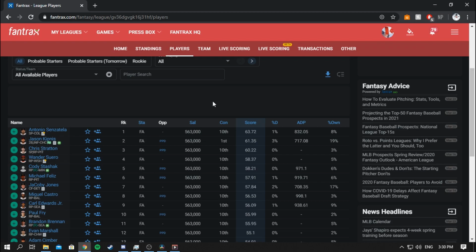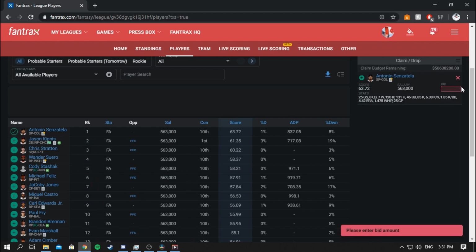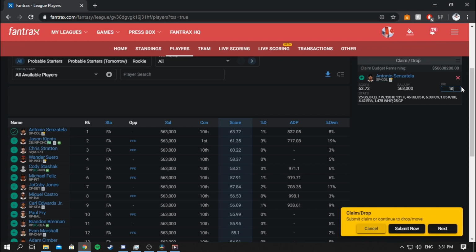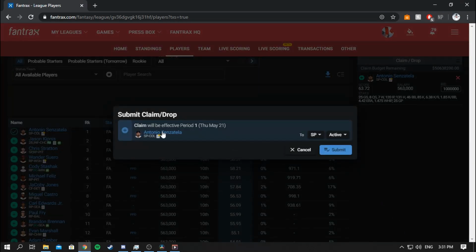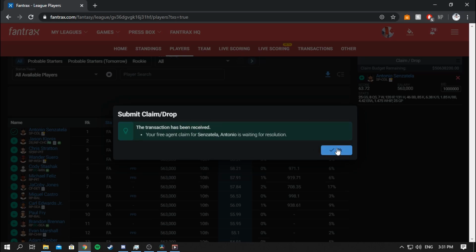So there's, I guess, a couple of different approaches you can take. Number one, I guess it's the simplest: you just click on everyone that you want and put in a dollar value. So, Senzatella here, you click on the green plus. In this league, the minimum is $1 million. So you're just going to type 1 million over there and hit submit. This will become effective on the first day of the season, blah, blah, blah. Just hit submit there. Waiting for resolution.